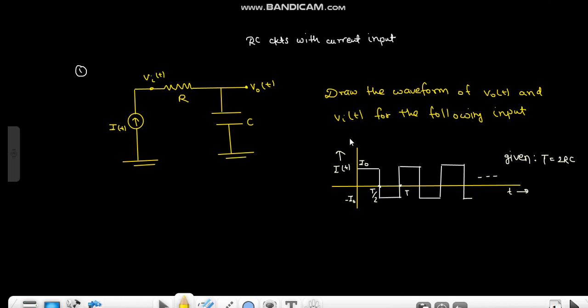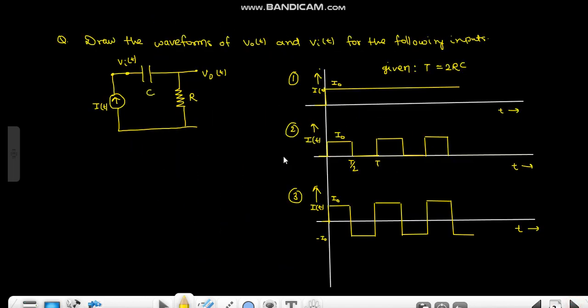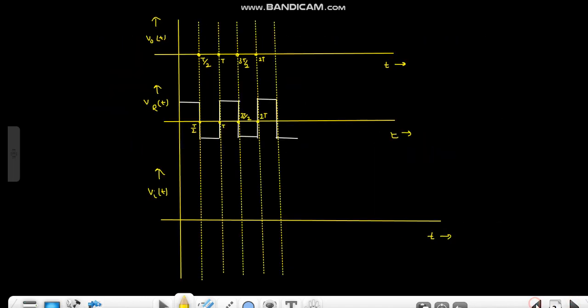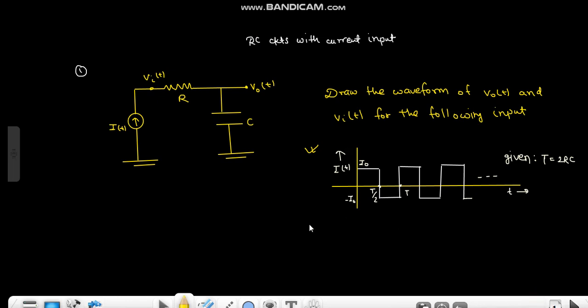Hello everyone. So today we will see a few more RC circuits with current inputs. In this question you have to draw the waveform of V0(t) and Vi(t) for this input. In the previous video I have solved many circuits with different inputs. Now in this video you have to solve the circuit for this input, and there is one more question. So first we will see this one.